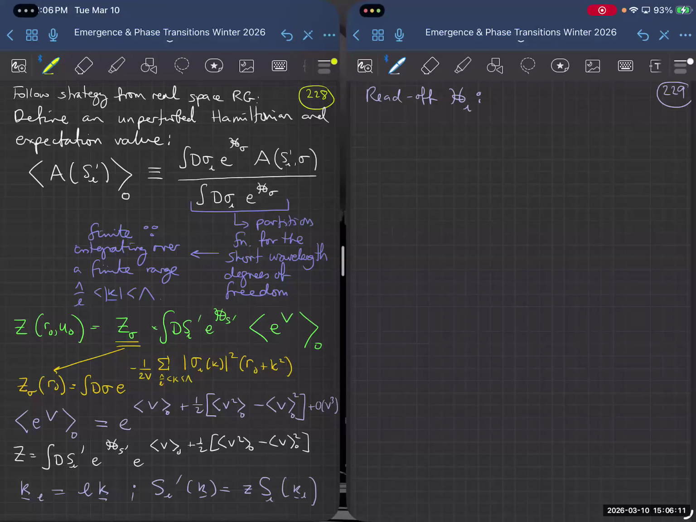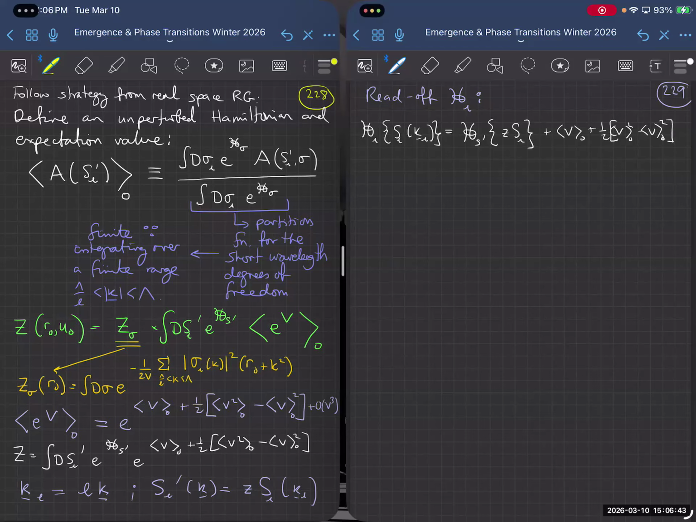It's a bit of a mess. So H of L will now be S_L of K_L, and that's just going to be H S prime, now the Hamiltonian, but now S is replaced by Z times S_L, the renormalization constant, and then the expectation value of V plus 1/2 the expectation of (V minus <V>) all squared.